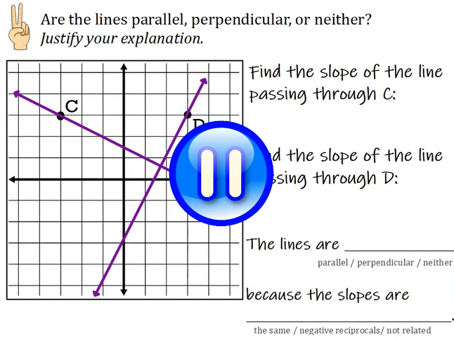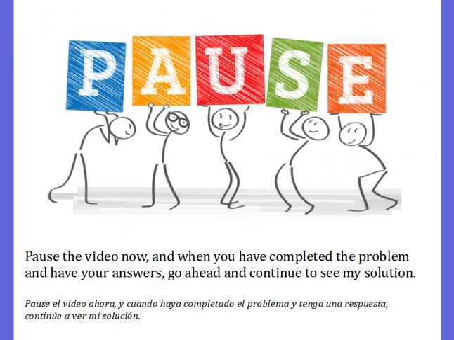Now find the slope of the line that passes through point C and the slope of the line that passes through point D. Then tell whether the lines are parallel, perpendicular, or neither, and why. Pause the video while you do this.